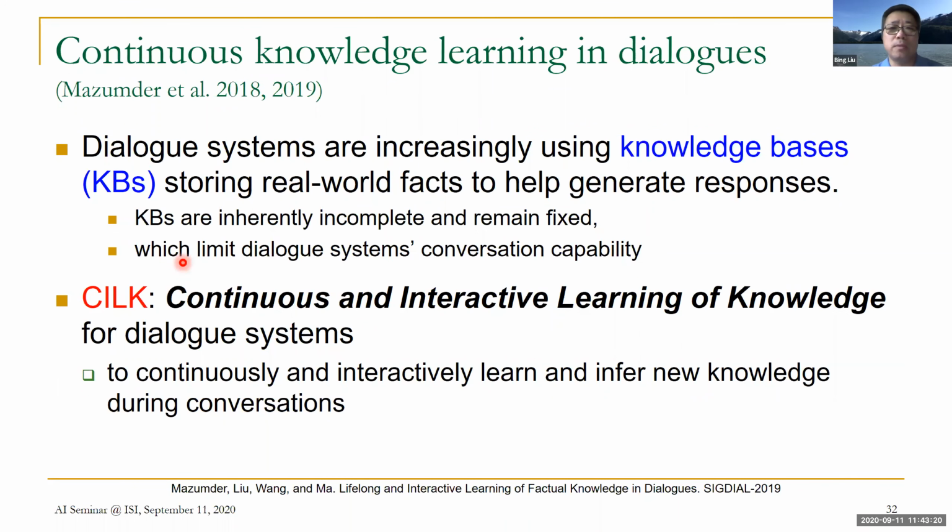So in dialogue systems now, we use quite a lot of knowledge bases in order to produce really accurate responses. Because if you just use deep learning, you're probably not great. But the knowledge base is inherently incomplete. And you obviously can put in more and more insight to make the knowledge richer and richer, so that you can answer more and more questions.